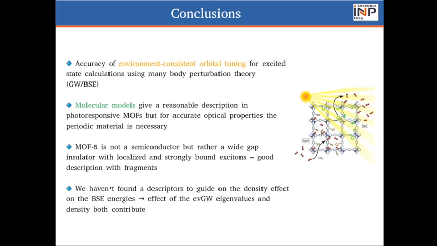And MOF-5 is not a semiconductor, as claimed until now, but rather a wide-gap insulator with very localized excitons and low spin. In the ongoing work, the bad news is that we haven't found a descriptor that tells us for which excitations and which molecules we should expect a large dependence on the starting point of the function.